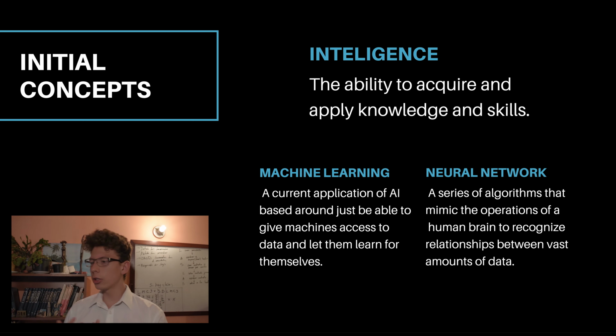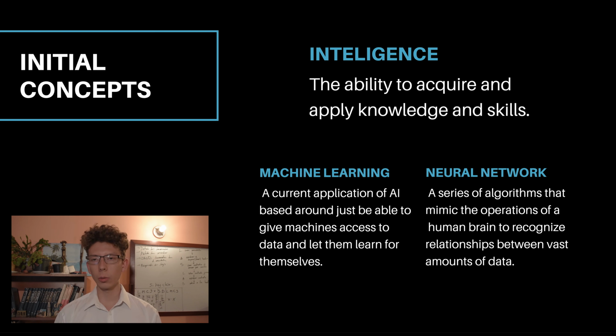And the initial concepts, we need to define what is intelligence. So the ability to acquire and apply knowledge and skills is intelligence. With that definition, we create machine learning, a current application of artificial intelligence based on giving a great amount of data to a machine and letting it learn for itself.